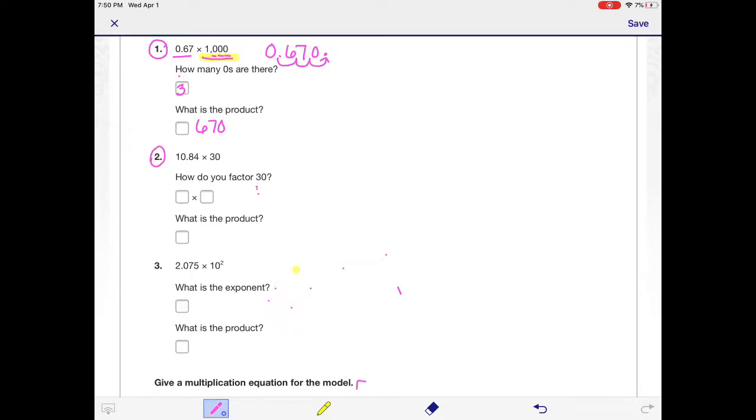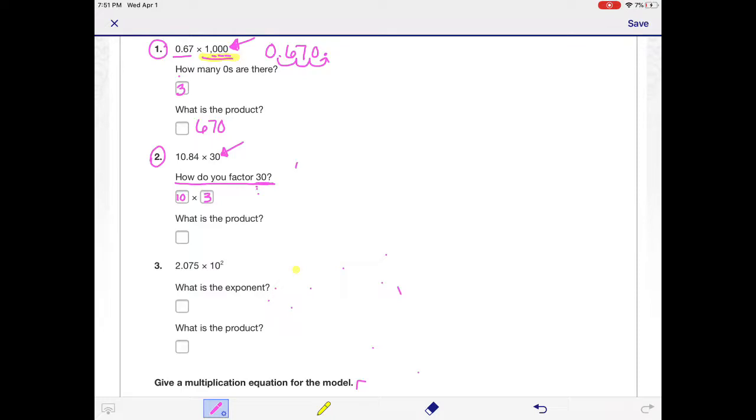Now, the next thing we talked about after multiplying by a power of 10 like this is multiplying a decimal by a multiple of 10. What are multiples of 10? Multiples of 10 are 10, 20, 30, 40, 50. Those are multiples of 10. And when you have a multiple of 10, we talked about breaking it down into factors so that we can pull out a power of 10. So how do you factor 30? What can it break down into? If you remember this back several weeks, we changed 30 into 10 times 3.